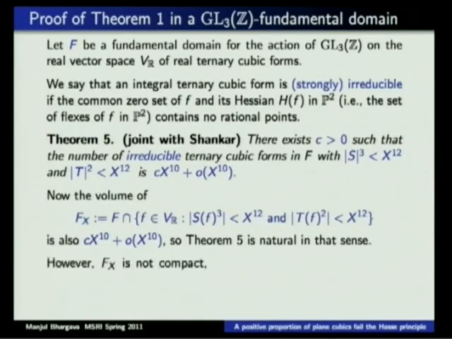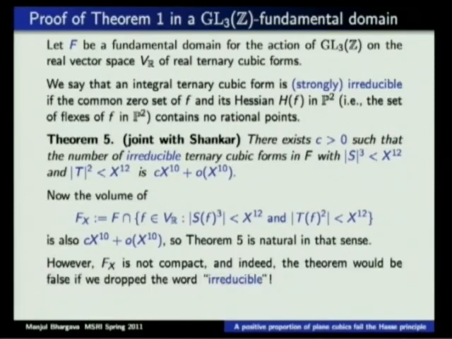But there is a subtlety in this, which is that this fundamental domain for the action of GL3 is not compact. And that's where all the subtlety is, actually. So F_x is not compact. And the theorem would actually be false if you dropped the word irreducible. That's why I'm putting a lot of emphasis on this irreducible. If you're counting the irreducible points, you get this asymptotic. And it's actually false if you remove the word irreducible.